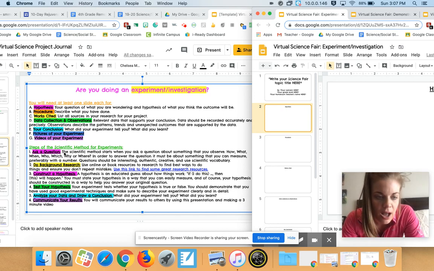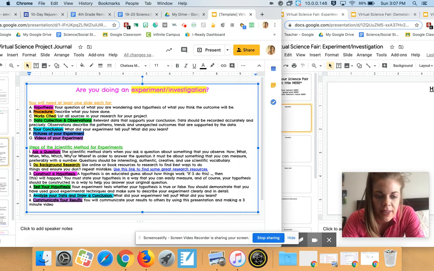What you're also going to do is ask a question. When you're doing the scientific method, it always starts when you ask a question. It's something that you're wondering about. It's also going to be something that you observe. You're asking questions like how, what, when, who, which, why, or where.